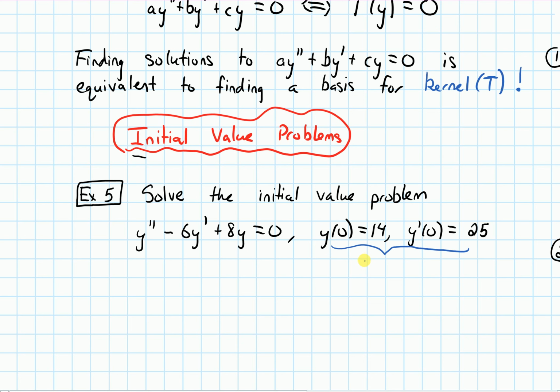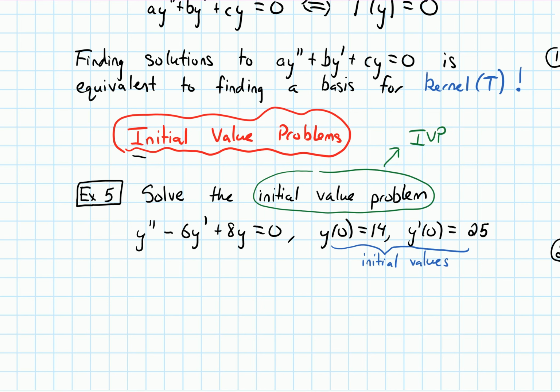These two extra conditions are called initial values because they're telling us what's happening at some initial time. In this case, they're telling us what's happening at t equals 0. And initial value problems, sometimes I will abbreviate these by writing IVP. To solve this, we would begin by writing down our characteristic equation, in the normal way that we'd begin solving one of these second order homogeneous equations.